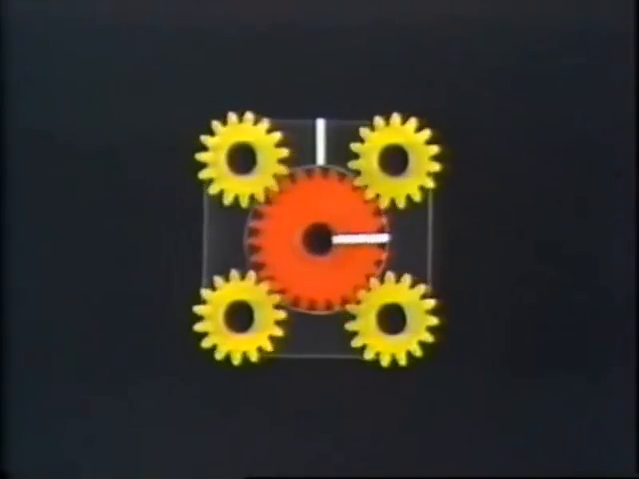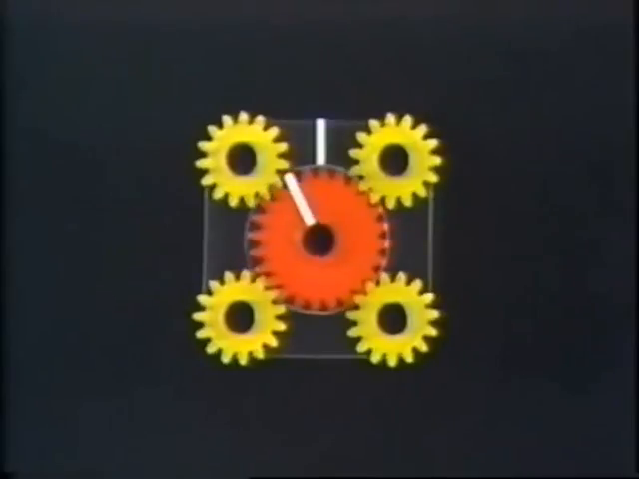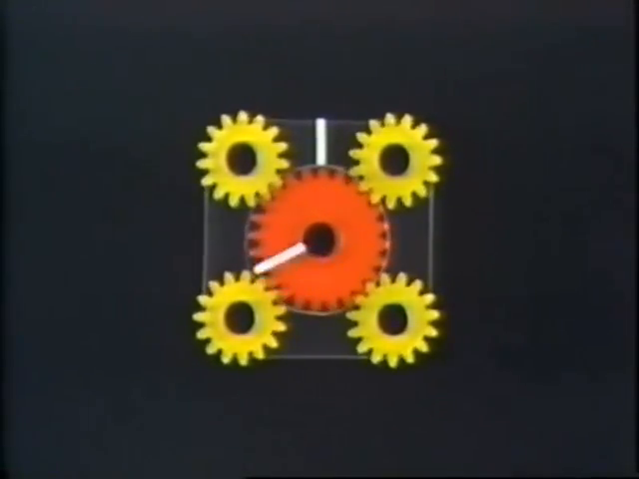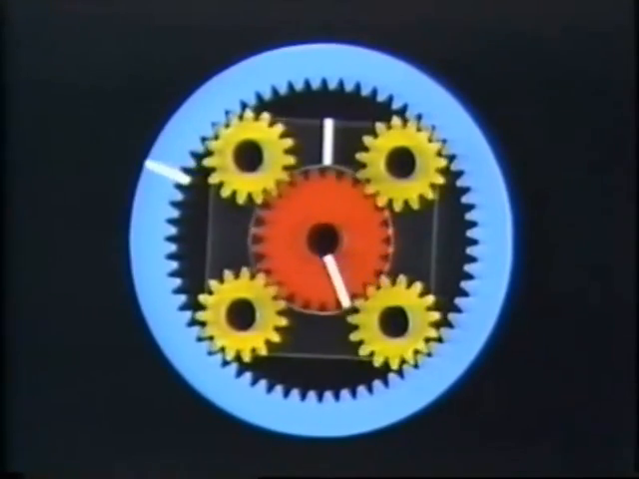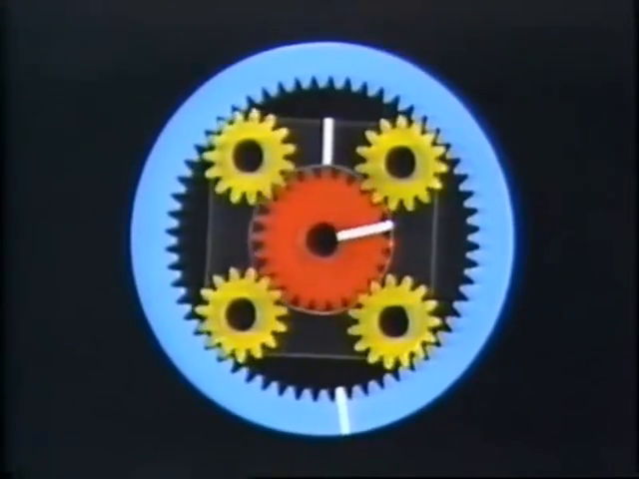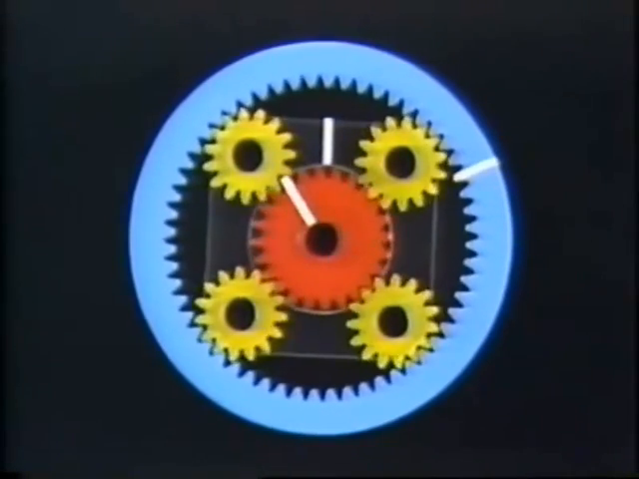Now let's allow the sun gear to rotate. Let's add the pinion gears, but hold the planetary carrier so it will not rotate. Finally, let's add the ring gear. The ring gear will start rotating in the opposite direction as the sun gear.